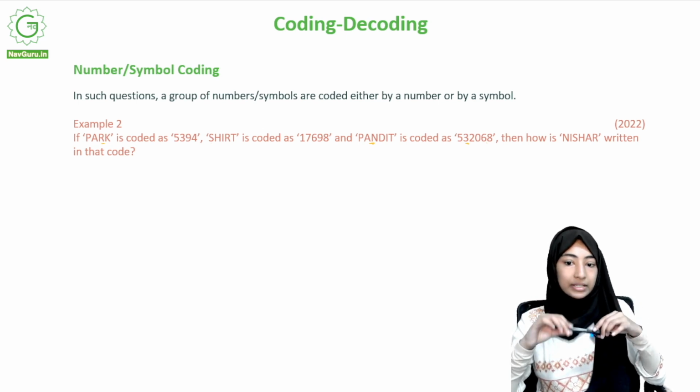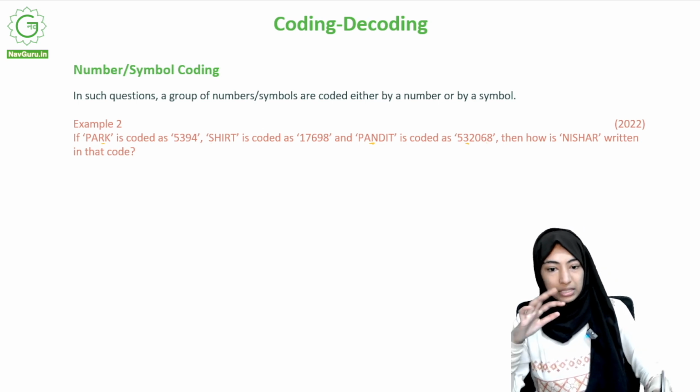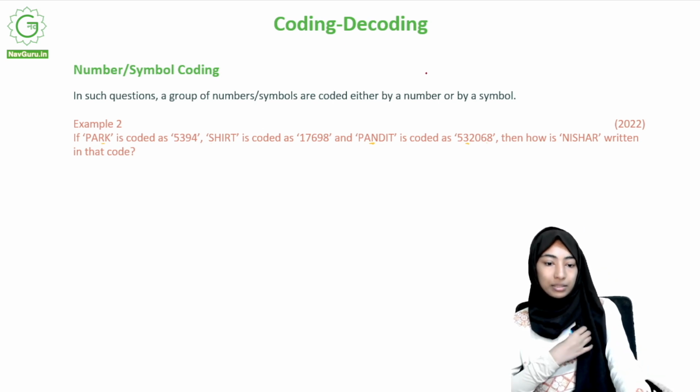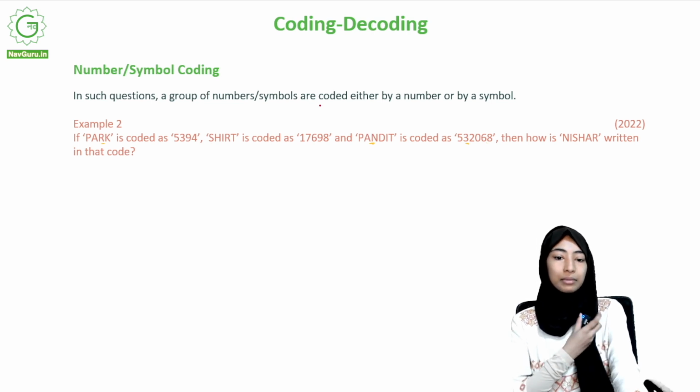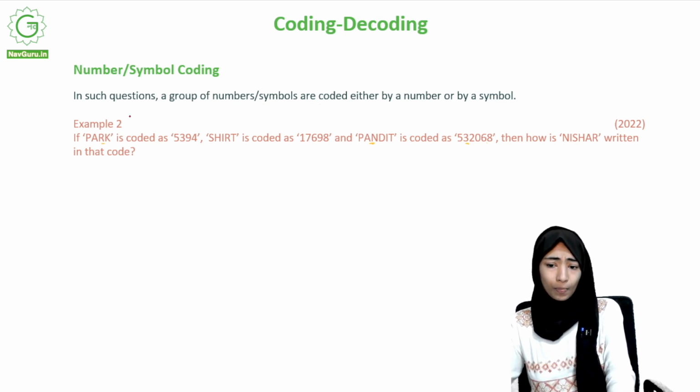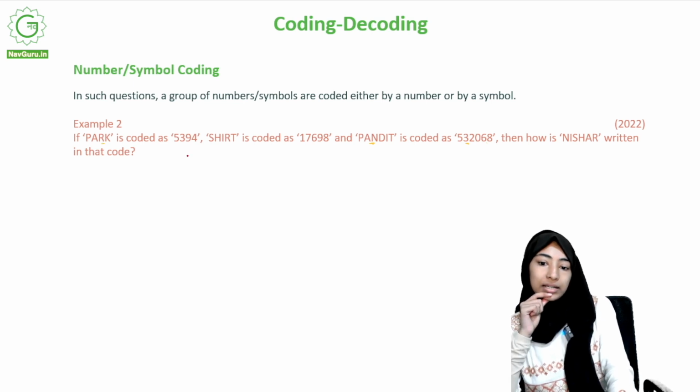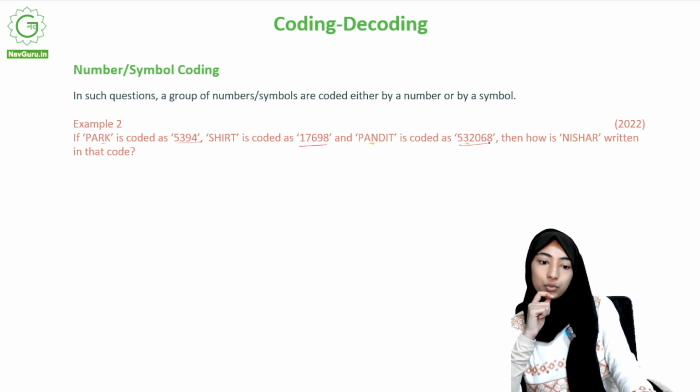Basically what you have is a group of numbers or symbols which are coded either by number or symbol. By symbol it's mostly letters itself, but sometimes it can be some other symbol also, we'll see. Here park is coded as 5394, shirt is coded as 17698, and Pandit is coded as 532068. Then how is Nishar written in that code?